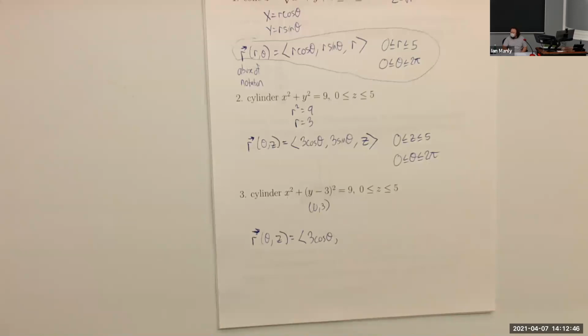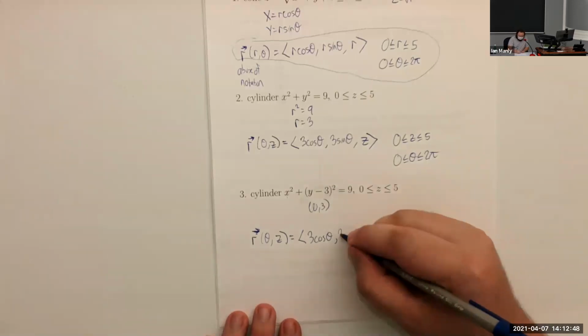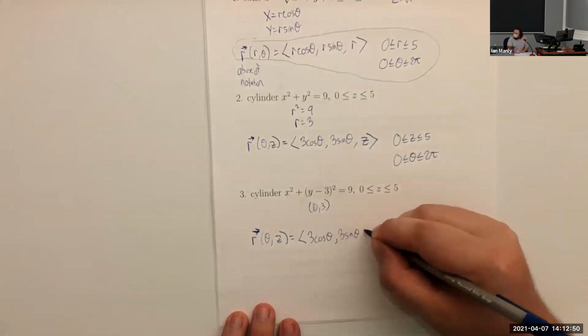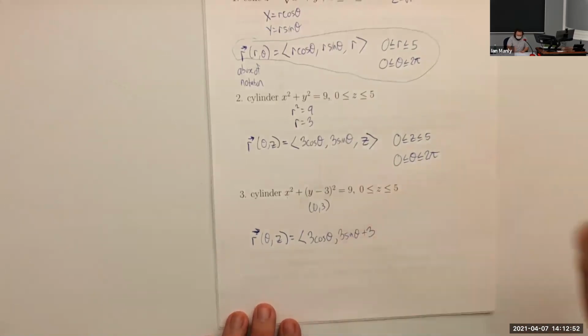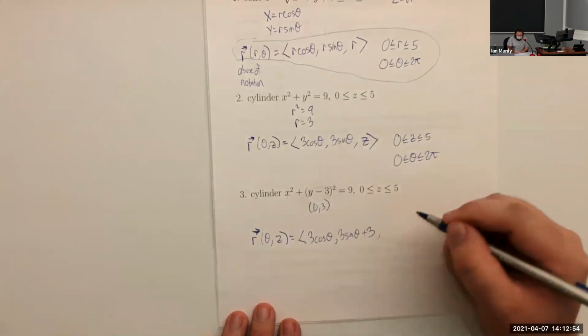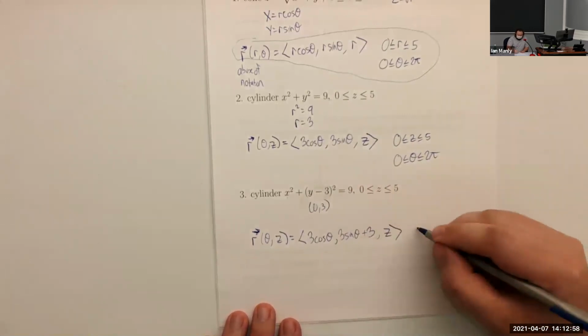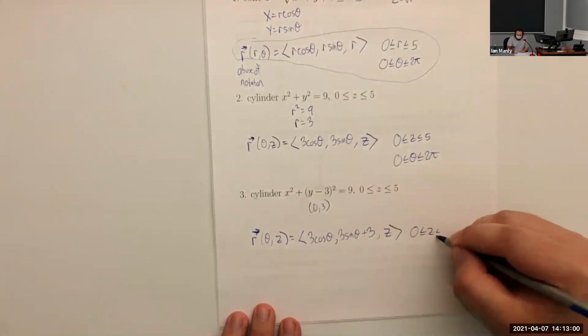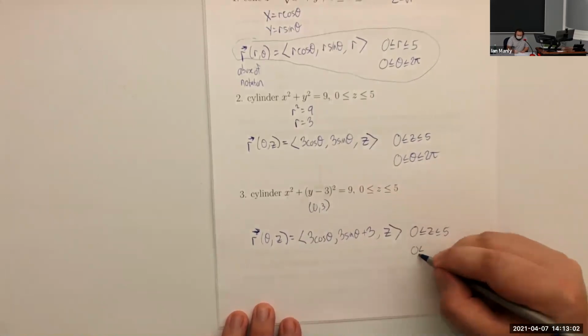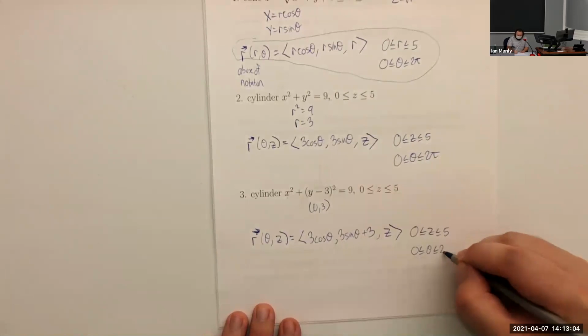Yep, that's right. We're just going to add 3 to it. So we have 3 sine theta plus 3. All right, that's good. And then we could have z equals z again. And just as before, we have our restrictions on z, and we have our restrictions on theta.